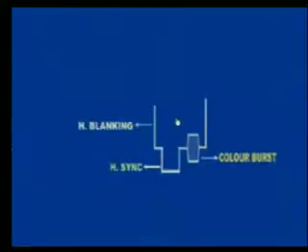If you see the black burst here, the black burst has three parts: the horizontal sync, the horizontal blanking, and the color burst. The amplitude of horizontal sync is the same as that of the color burst, but the duration of horizontal sync is 4.8 microsecond, while the duration of color burst is 2.5 microsecond.